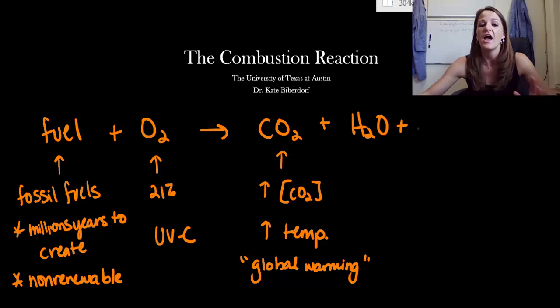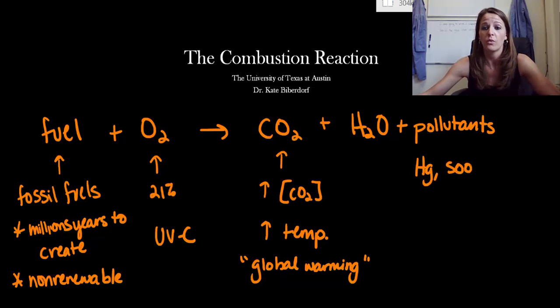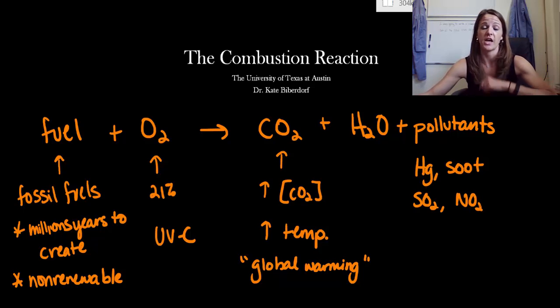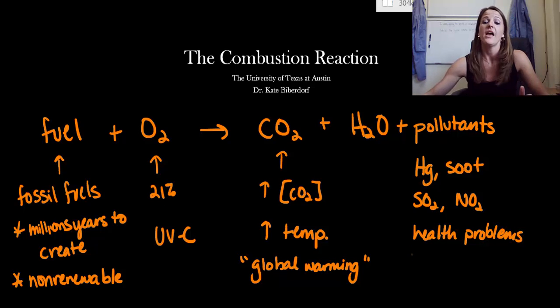Now let's move on. Every time we burn fossil fuel, every single time, we are introducing new pollutants into our atmosphere. So let's be specific here. We have mercury, we have soot, we often have sulfur dioxide and nitrogen dioxide, which is really bad for us. The reason these are big problems is that a lot of times they cause adverse health effects. We're just going to put health problems here. A lot of times it has to do with the respiratory system, so your lungs, maybe your throat and whatnot. And then also these two specifically, your SO2 and NO2, can help create acid rain.